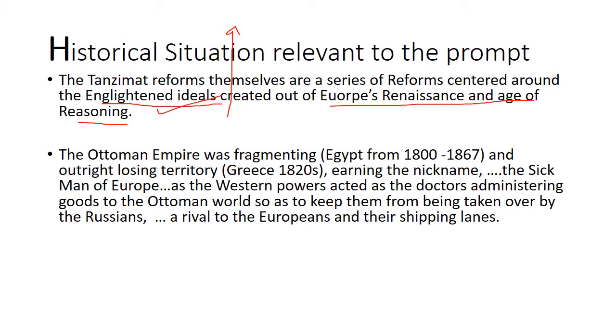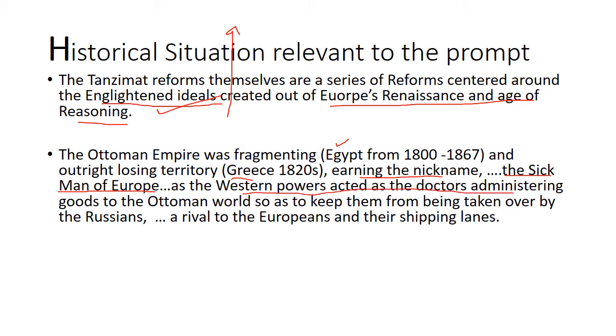The Ottoman Empire was fragmenting. You see, the Ottoman Empire was losing Greece. It was losing Egypt as early as Napoleon back in 1800, earning the nickname the sick man of Europe. And maybe they wanted to quit that. Maybe they wanted to switch that around. And again, I saw this on the essays throughout this year's reading. There were a lot of kids that said the sick man of Europe, and they related it back to the prompt, and they got their points.